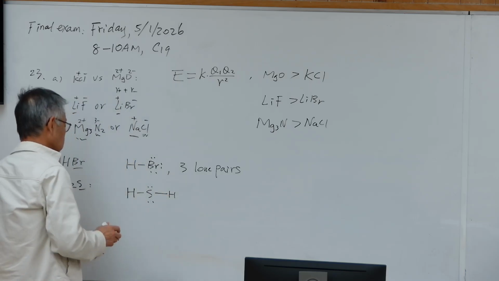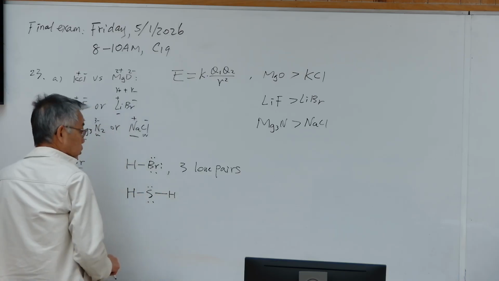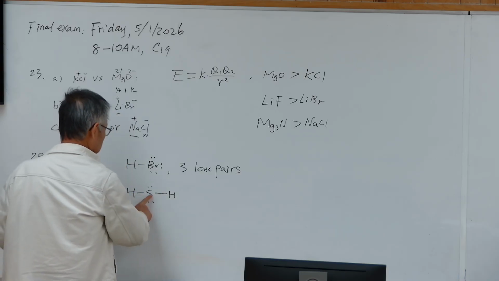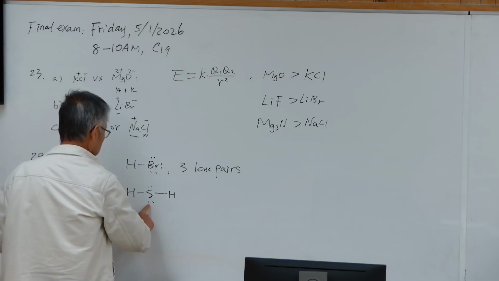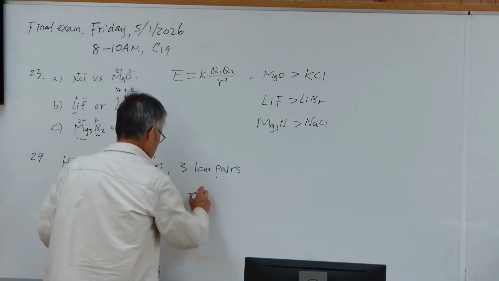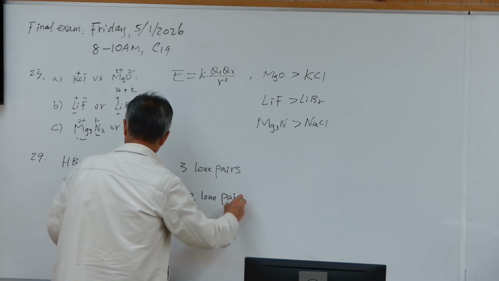Sulfur initially has 6 valence electrons. To form a single bond, it needs to use 1. To form another single bond, it uses another 1. So only 4 are left over. So this is 2 lone pairs in sulfur.